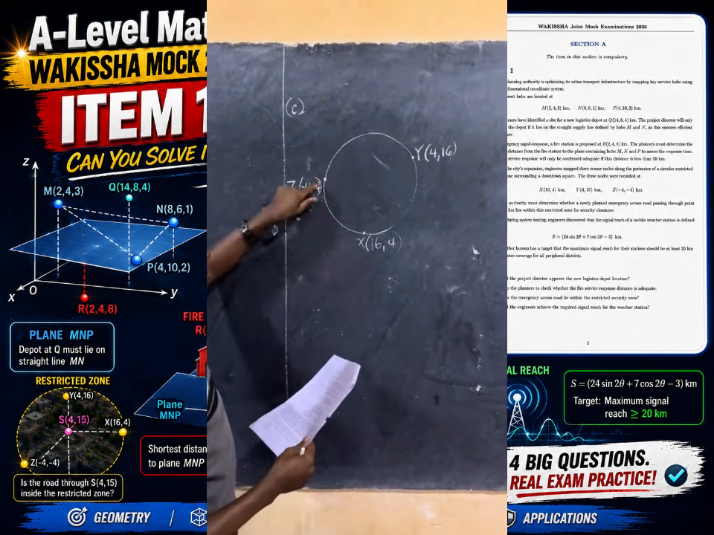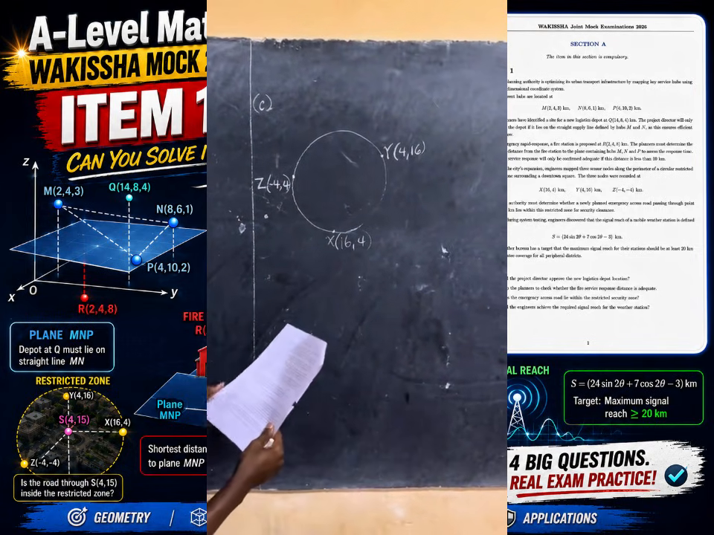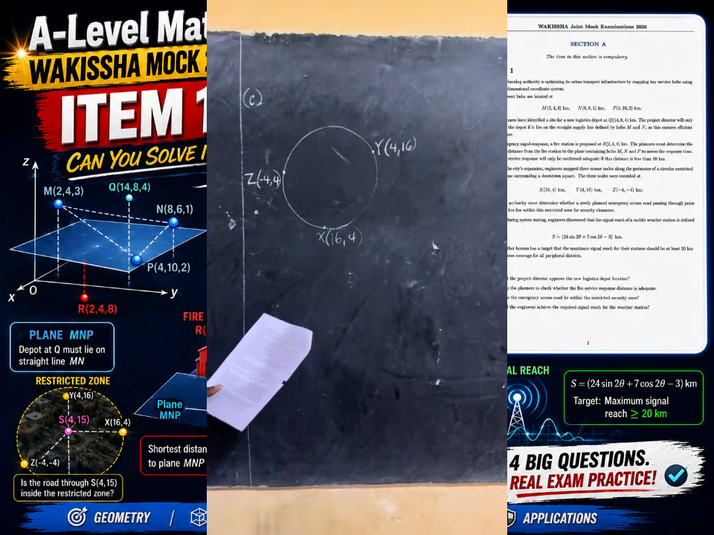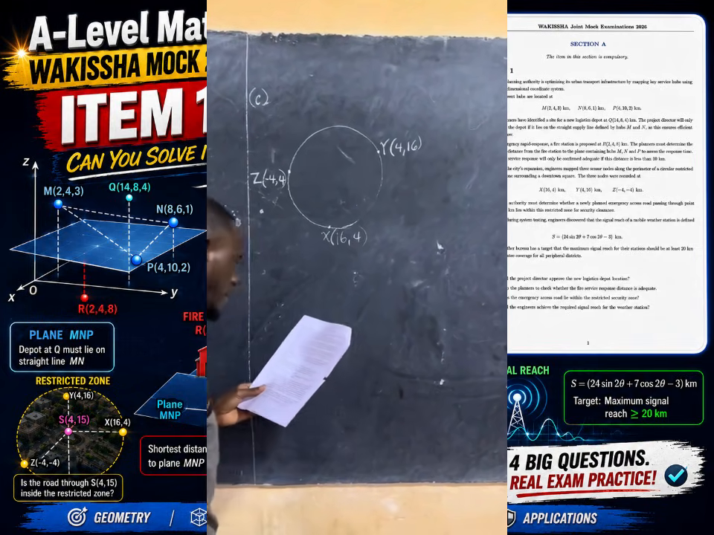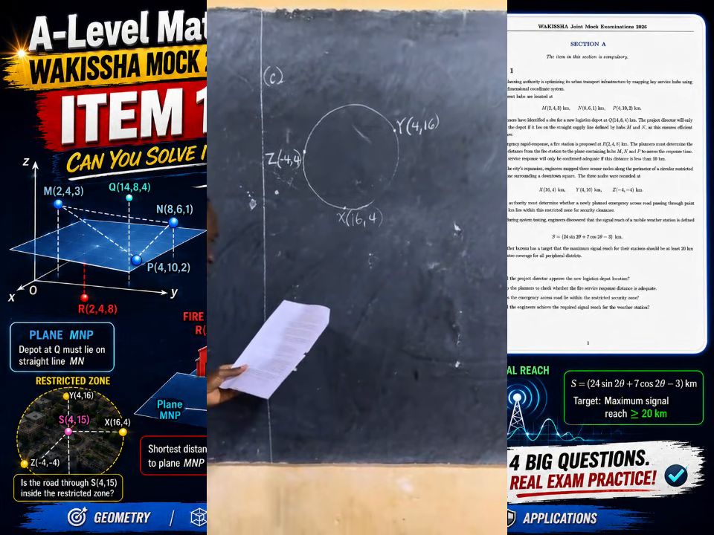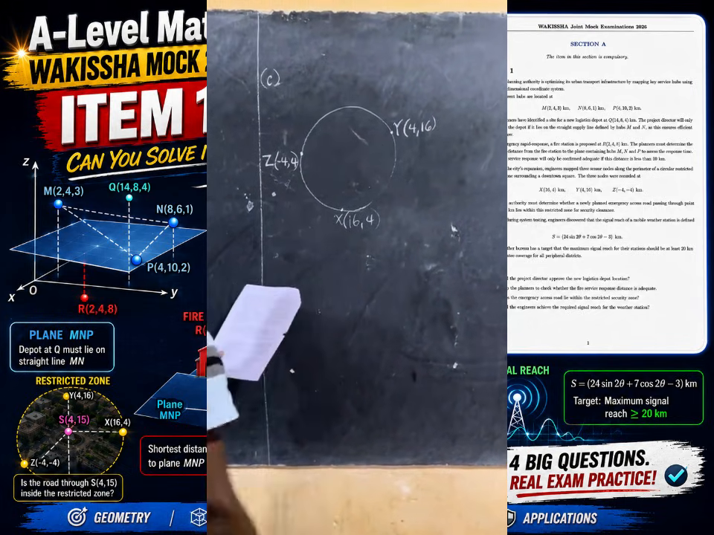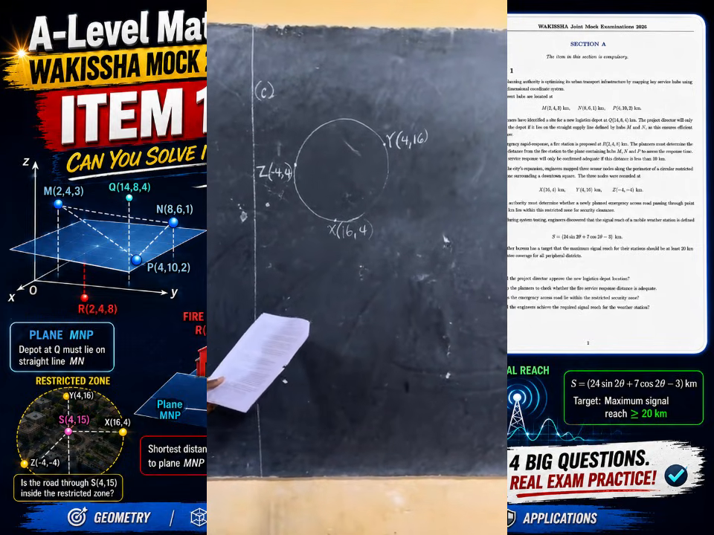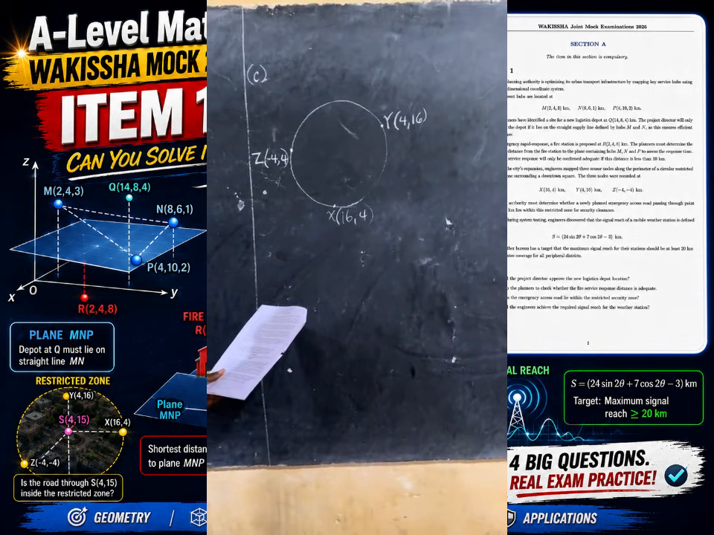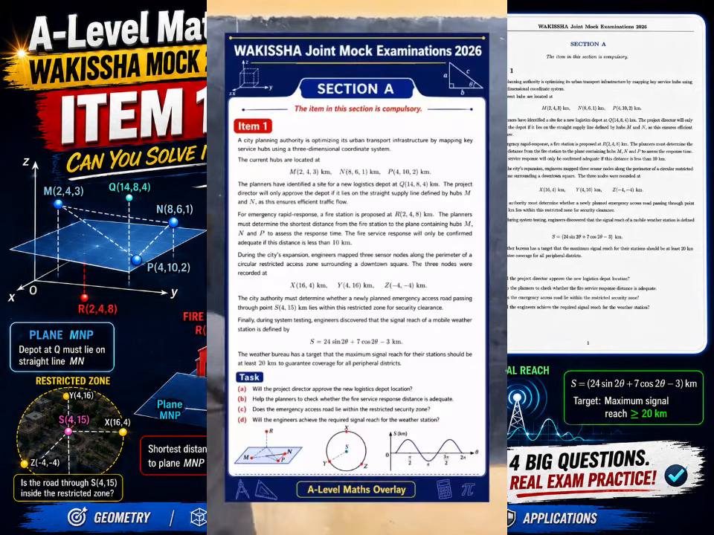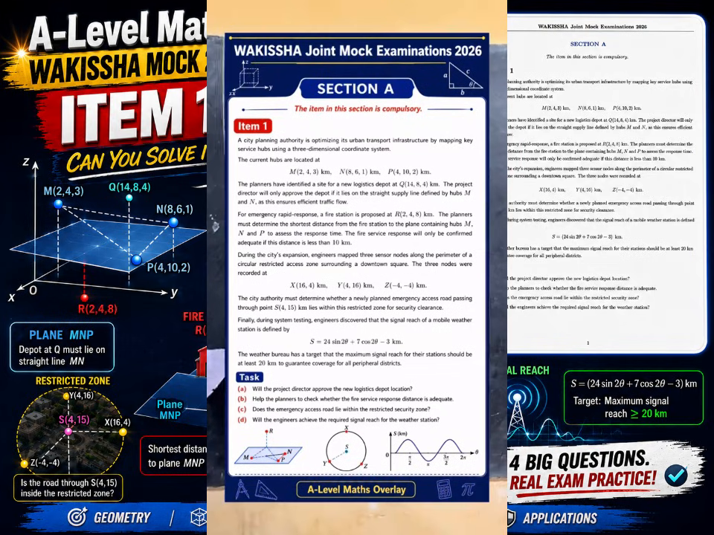So we are having 3 nodes, and these nodes are in a circular restricted zone surrounding a downtown square. The 3 nodes were recorded, and these are their coordinates in kilometers. The city authority must determine whether a newly planned emergency access road passing through point S, having coordinates 4, 15 kilometers, lies within the restricted zone for security clearance.